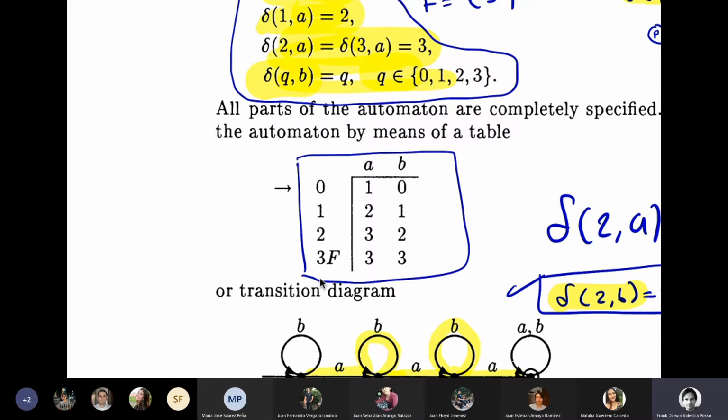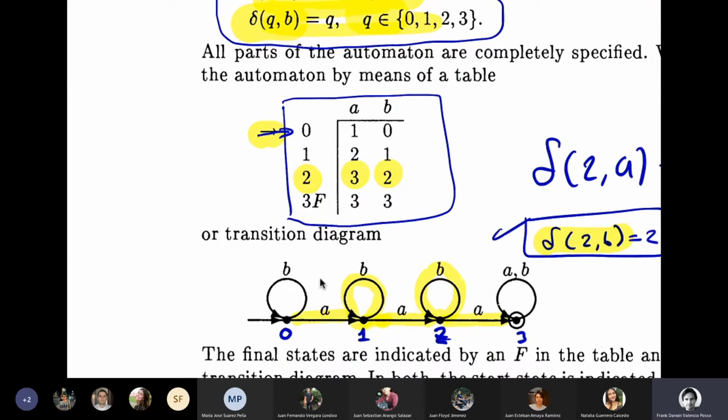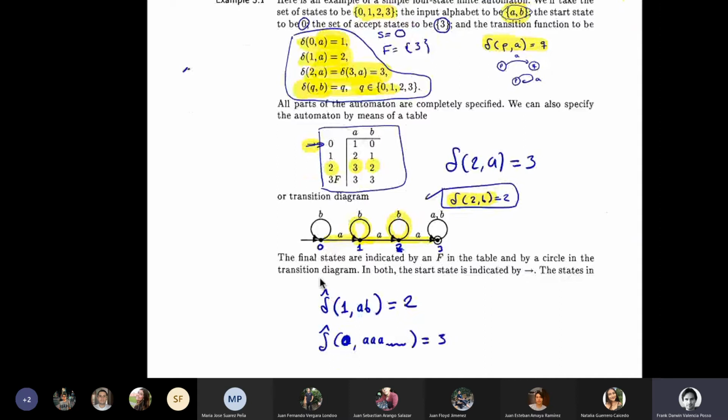Okay, so it's just a usual matrix, so it tells you that in state 2, if you read an A, you move to state 3, and if you read a B, you move to state 2. And then you mark which one is the initial state, so you do this, and you mark with an F all the states that are final or accepting. In this case, there is only one, which is the number 3. Okay, so this is clear.